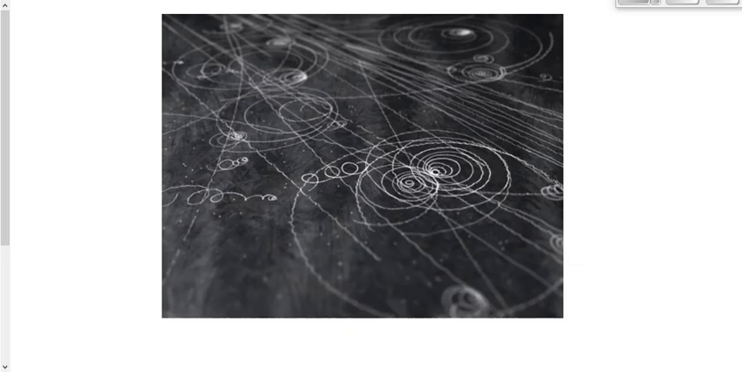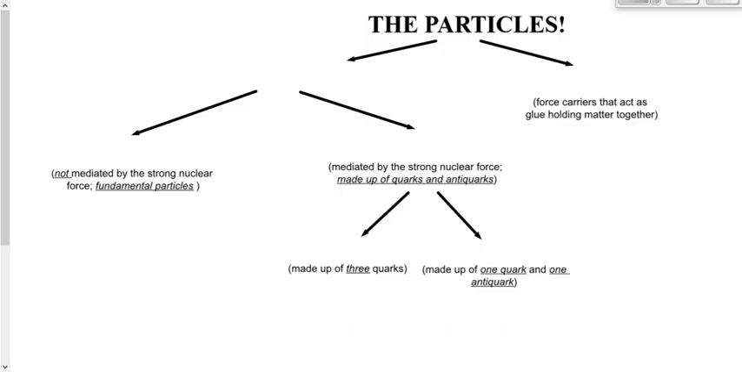So what have we learned about these particles? There are two general categories of particles. There's what we call the fermions and the bosons. We're going to focus on the fermions, but I'm going to really briefly tell you what the bosons are. They are particles that are what we call force carrier particles.